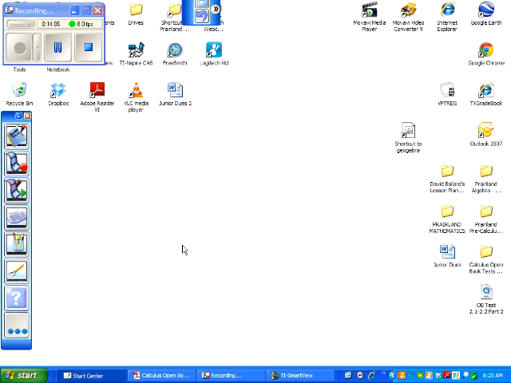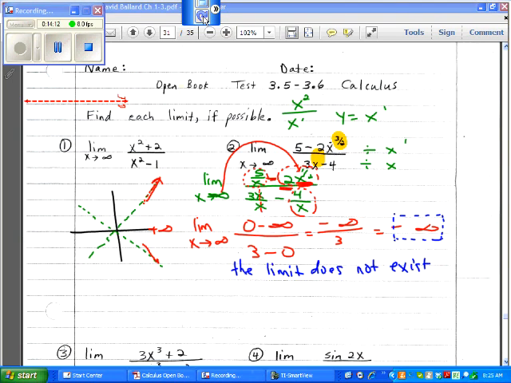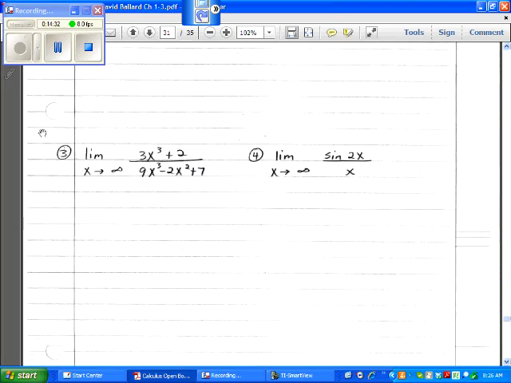Okay, so, but we've verified algebraically that the limit is approaching negative infinity. It says to us because of the definition of the limit that the limit does not exist. Any questions on number 2? Okay. Let's look at number 3.